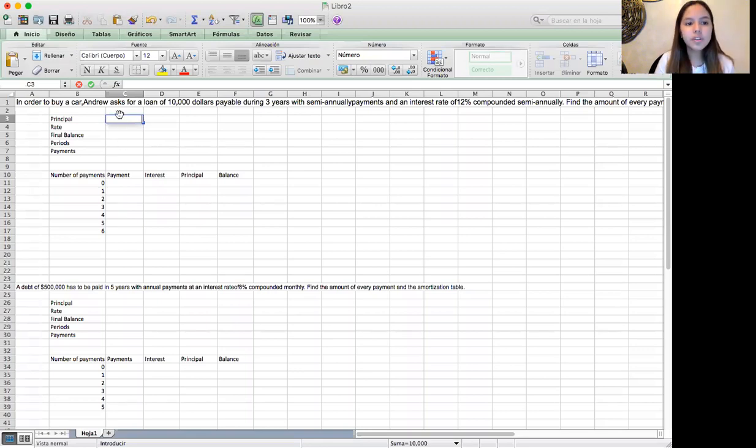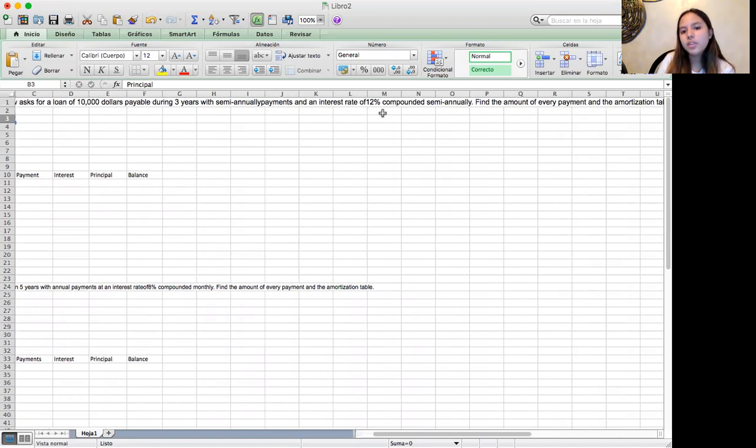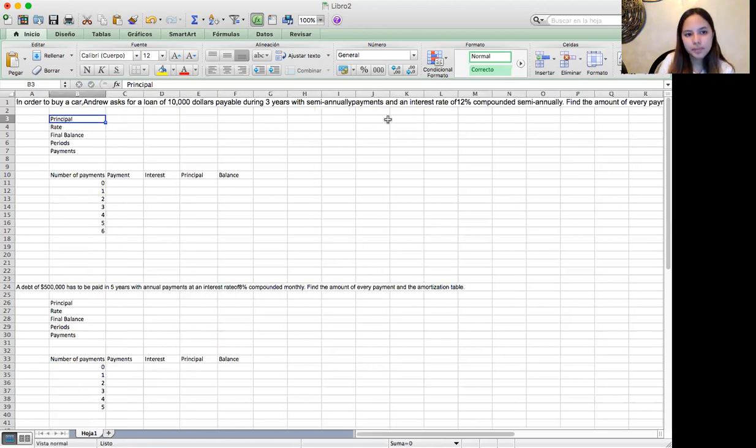Okay, so first of all, we need to put the numbers in everything here. The first exercise says, in order to buy a car, Andrew asked for a loan of $10,000 payable during 3 years with semi-annual payments and an interest rate of 12% compounded semi-annually. Find the amount of every payment and the amortization table.